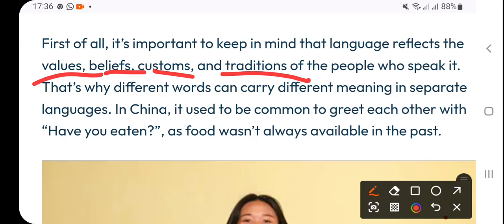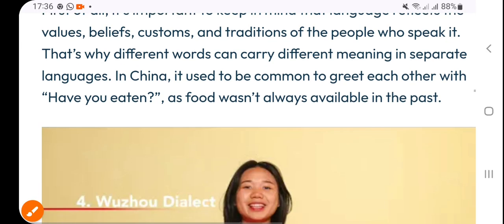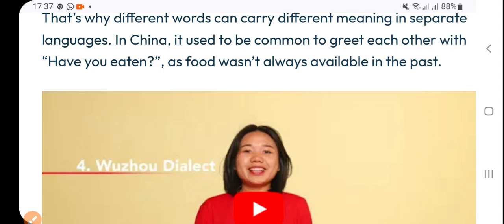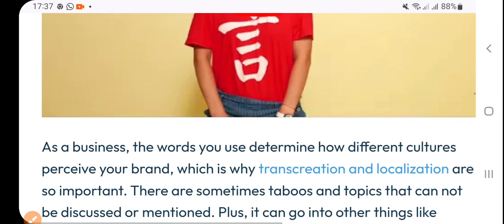In China, it used to be common to greet each other with "Have you eaten?" as food was not always available in the past, right? So that is culture. So that is the problem.